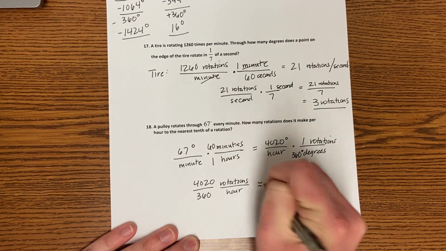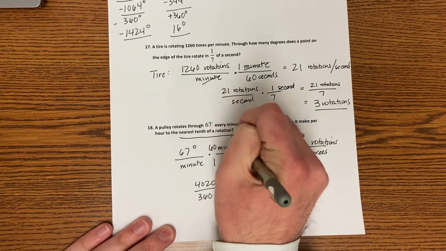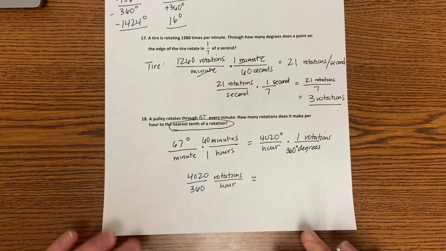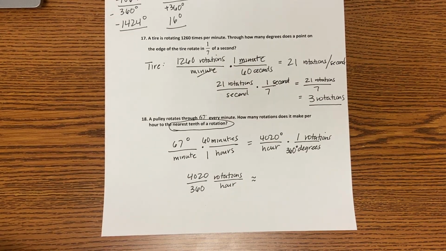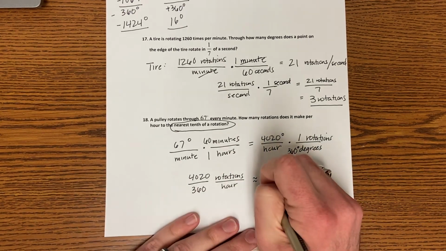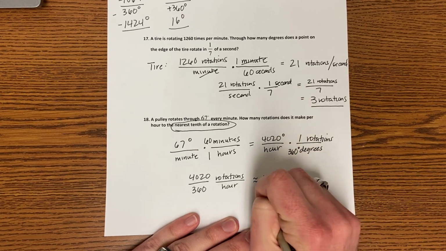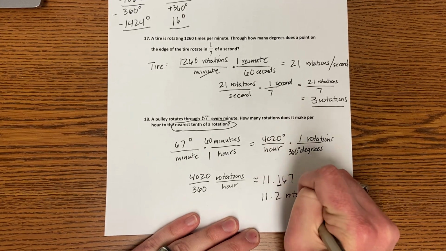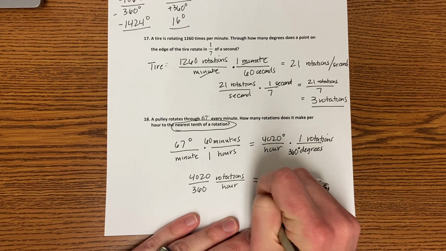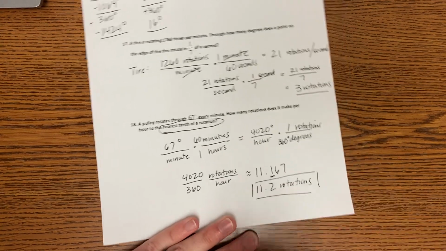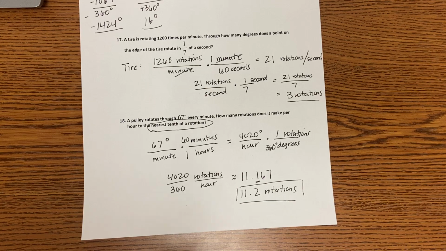And as a decimal, since it's rounded to the nearest tenth, I'll go to 1 decimal place. So what is 4,020 divided by 360? It's 11.1667. But if I'm rounding to the tenths place, this should be 11.2 rotations, rounded to the nearest tenth. And that is all for 5.1.